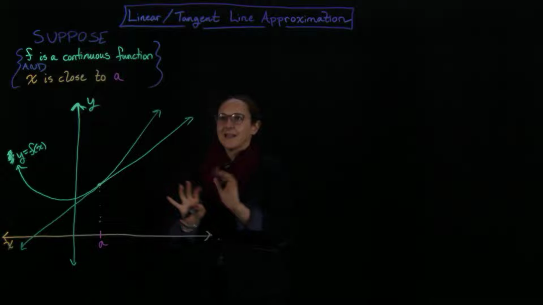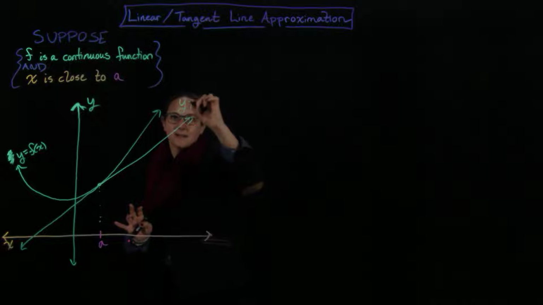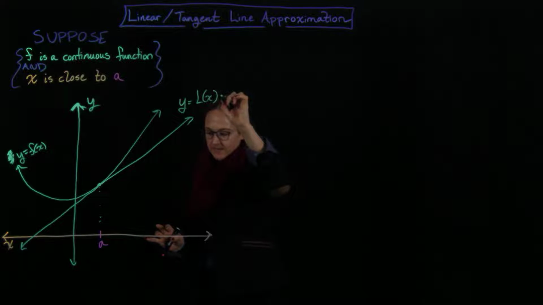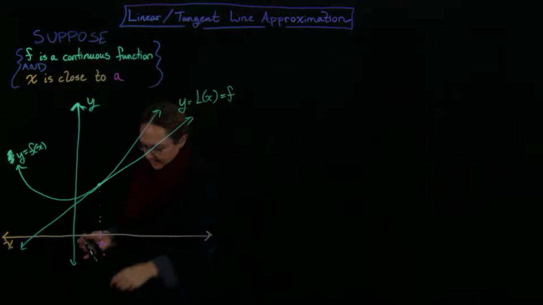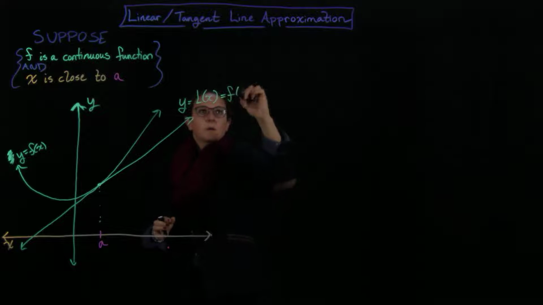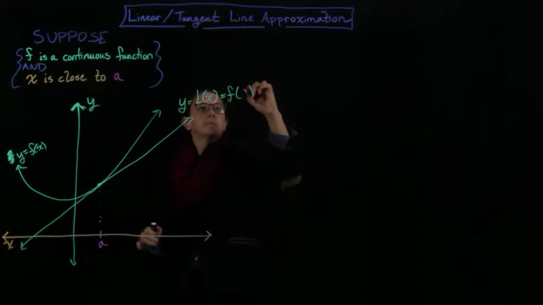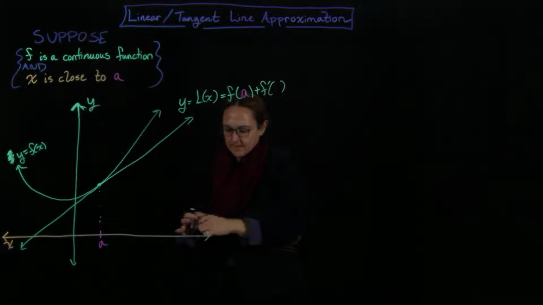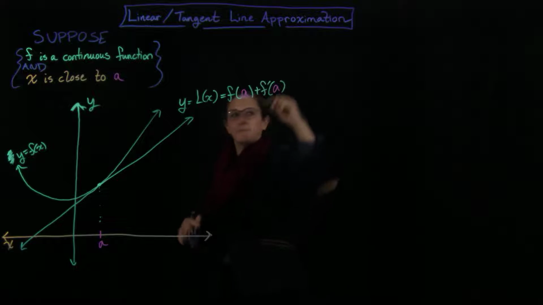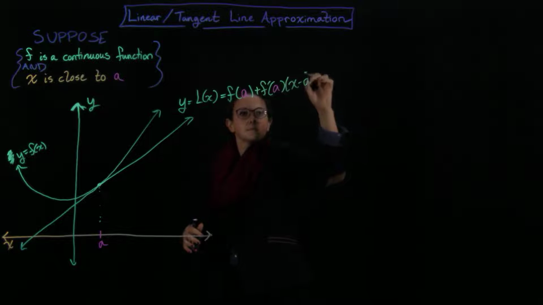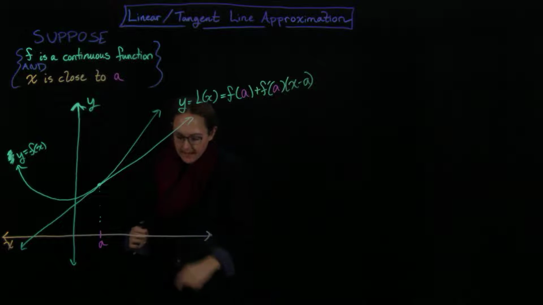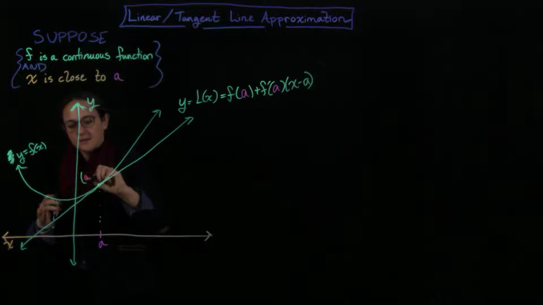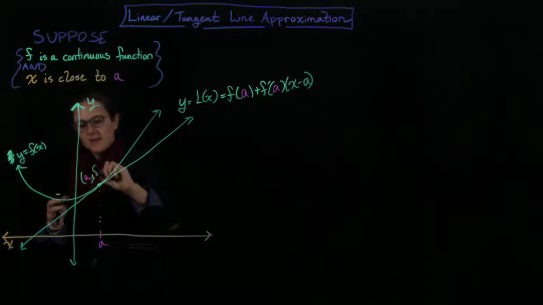I'm going to write it in a slightly different form. I know you've seen it written in a slightly different form. It's the same. You can just manipulate it to look this way. So we get that y equals L of x equals f of a plus f prime of a times x minus a. Okay, and right at this point here, what is this point here? This is good to have everything labeled so that we know exactly what we're doing. So this is a and then f of a.